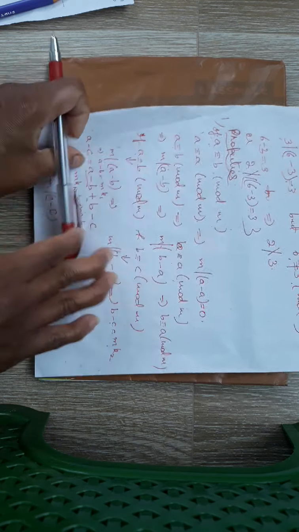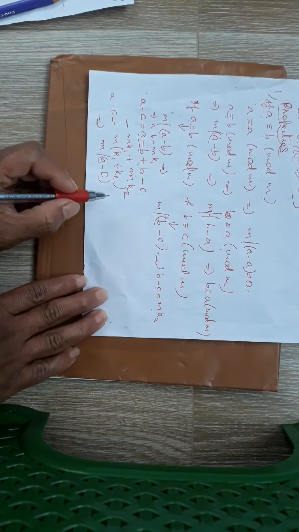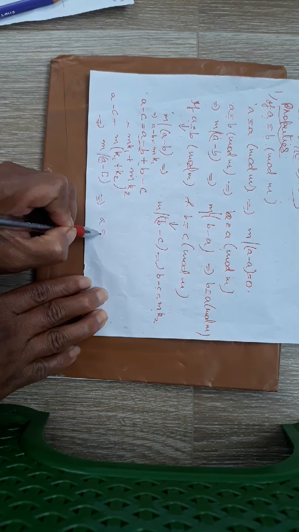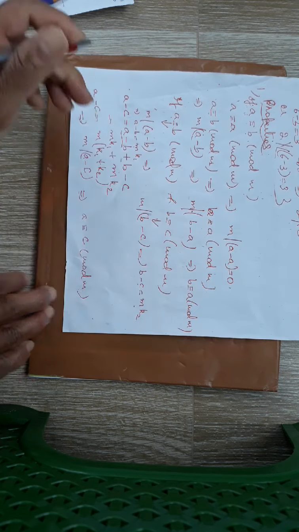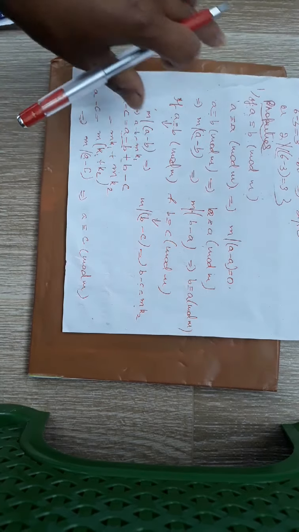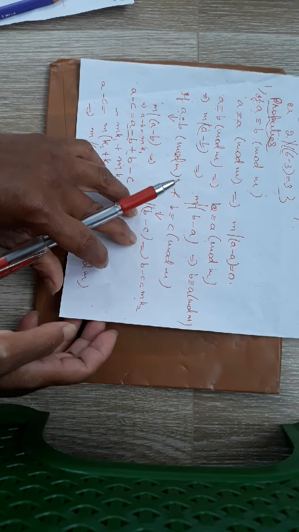If M divides A minus C, by the definition of divisibility, then we say that A is congruent to C mod M. So hence, this congruence relation is an equivalence relation because it is reflexive, symmetric and transitive.